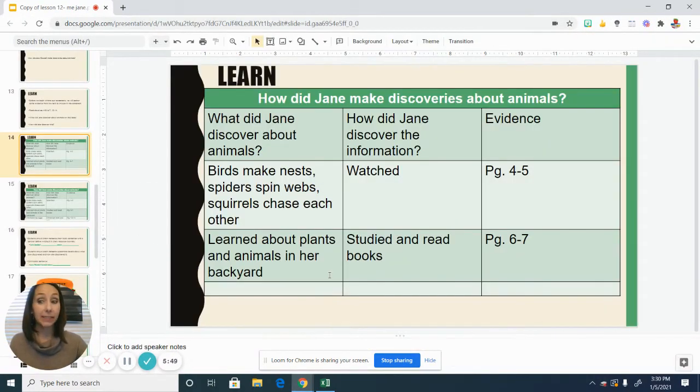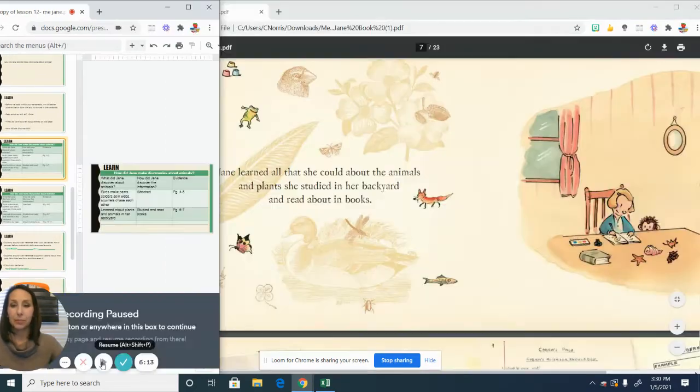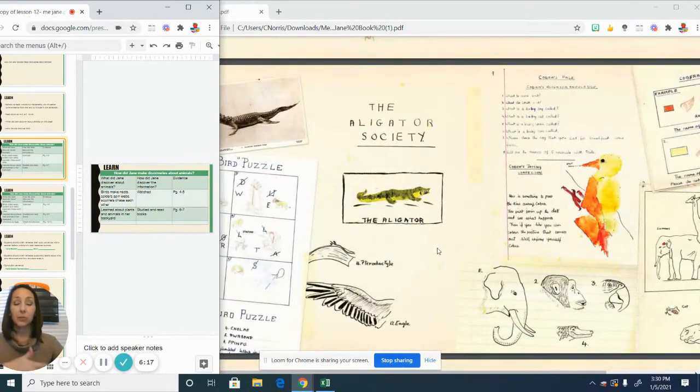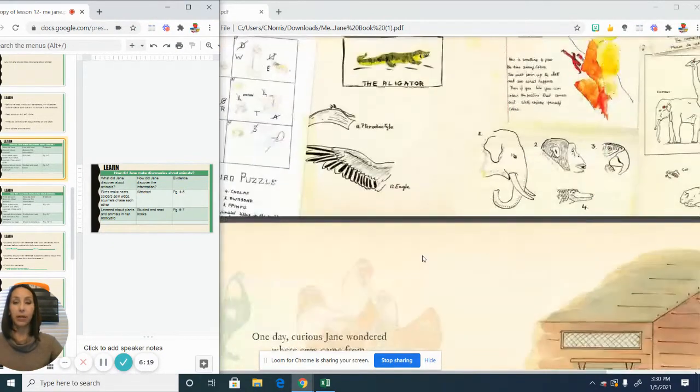Okay, so while we were paused, I added: learned about plants and animals in her backyard, studied and read books. And where I found this, the specific evidence from the text, is on pages 6 and 7. So let's go look for one more example of where, what, and how Jane discovered information about animals. Okay, so we also see here she does all of her drawings and writings.